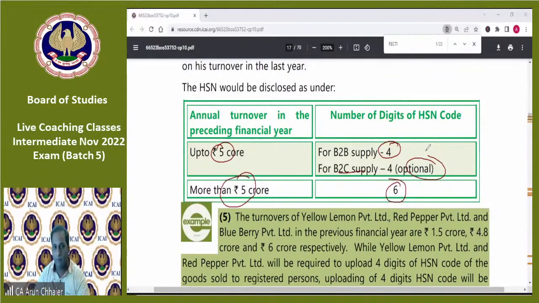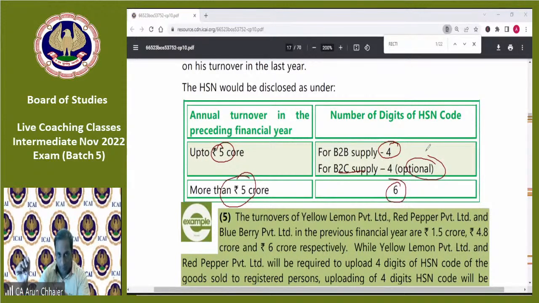What is the HSN requirement? What is the full form of HSN? Harmonized System of Nomenclature coding system, a digit code. So I'm making the supply of, let's say, these particular shirts. I have a garment shop, so I will enter 5208. It might be another code. So these types of coding systems are there.